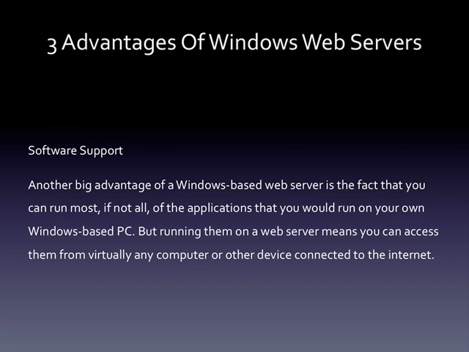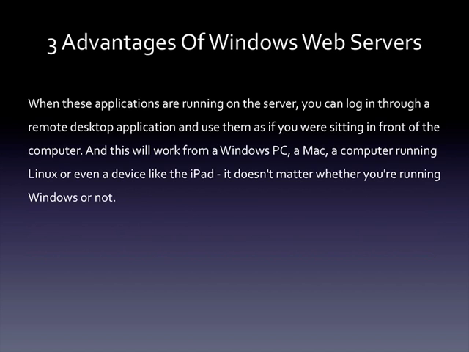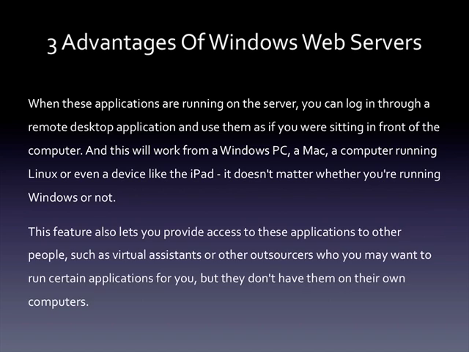Software support. Another big advantage of a Windows-based web server is the fact that you can run most, if not all, of the applications that you would run on your own Windows-based PC. But running them on a web server means that you can access them from virtually any computer or other device connected to the internet. When these applications are running on the server, you can log in through a remote desktop application and use them as if you were sitting in front of the computer. And this will work from a Windows PC, a Mac, a computer running Linux, or even a device like the iPad. It doesn't matter whether you're running Windows or not.